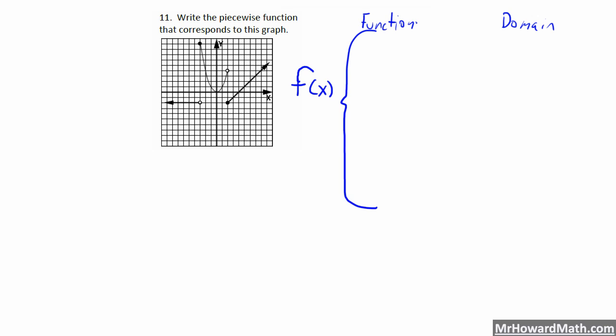Alright, this is part 2 of your Unit 8 review, so we're picking up where we left off in part 1. So we're starting with question 11 here. Question 11 says we need to write the piecewise function that corresponds to this graph. So I've gone ahead and set this up.